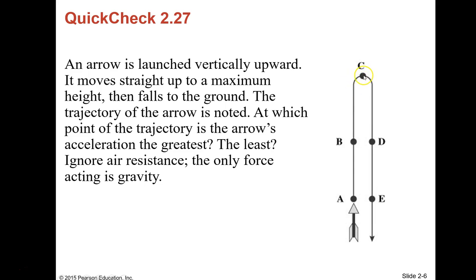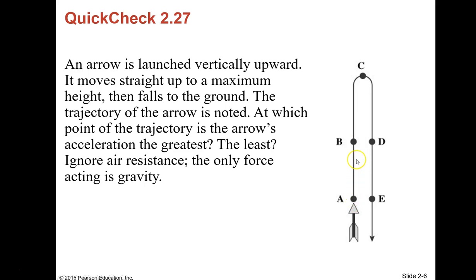Up here, its velocity is 0, but it only happens there for a moment. Then as it comes back down, it speeds up, up, up. At B and D, and at A and E, they have the same speeds. They're just going in different directions. Here's why.